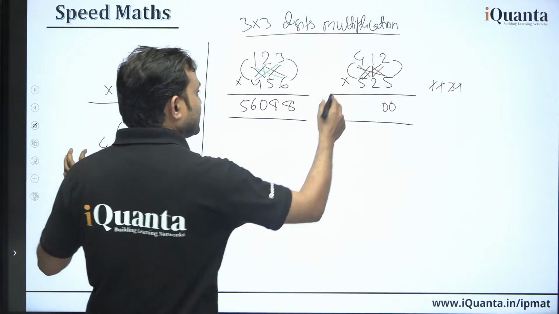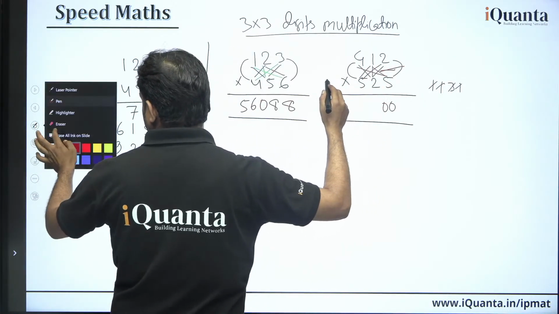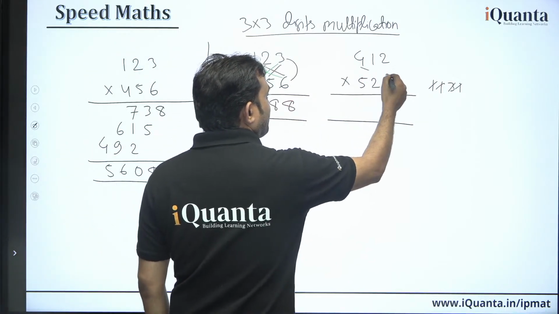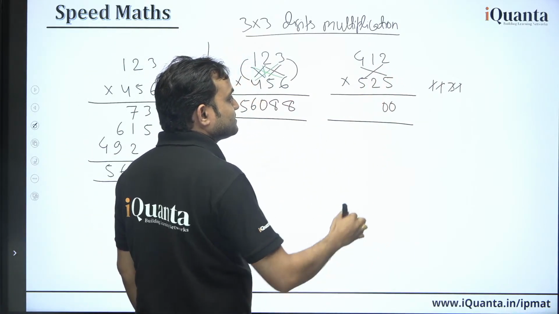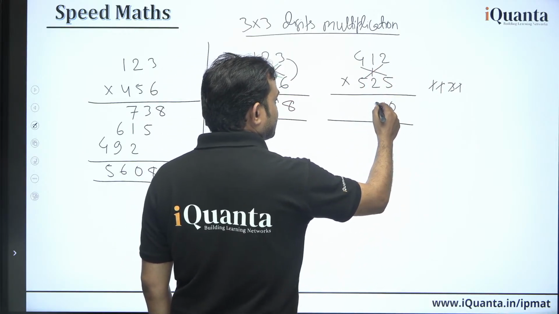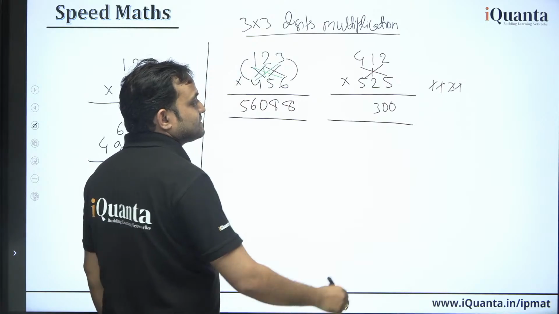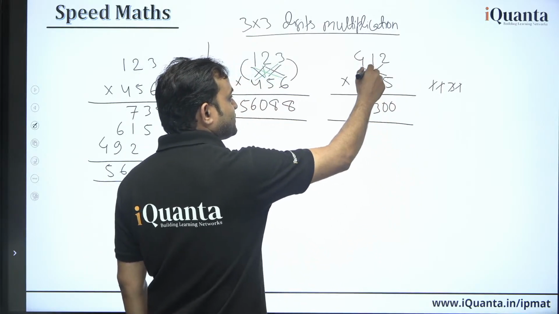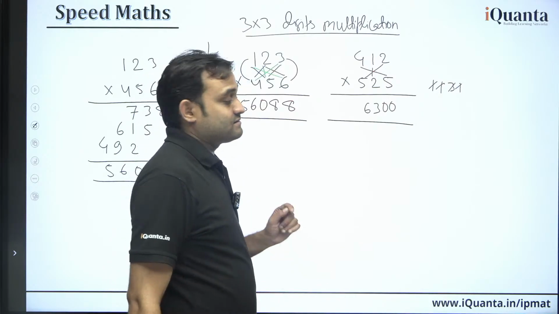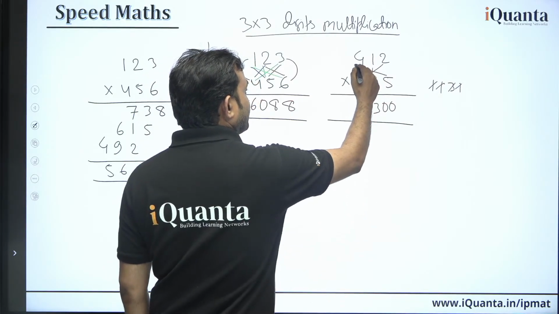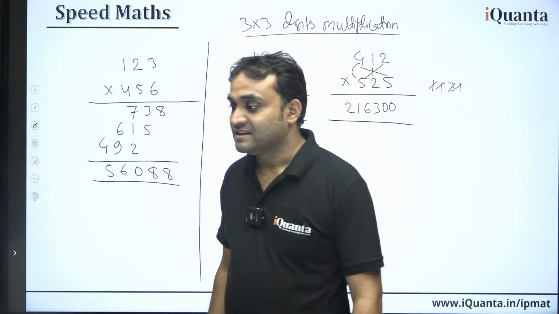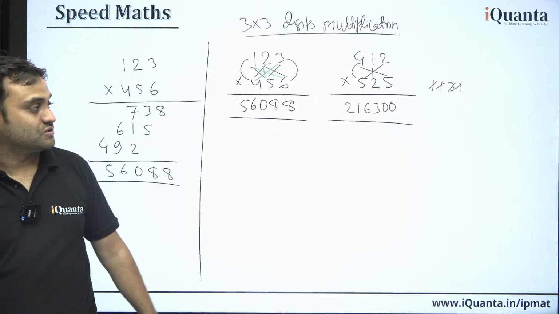Let me check it again. Four into 5, 20 plus 10, 30 plus 2, 32 plus 1, 33. It will be 33, right? Then carried forward is 3. Then 8 plus 5, 13 plus 3 is 16. Then carried forward is 1. 20 plus 1, 21. Now this is correct, right? It will be 216300.